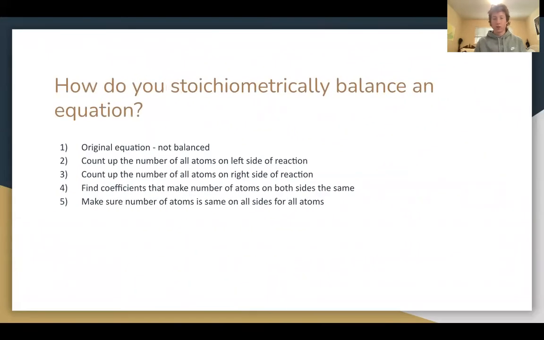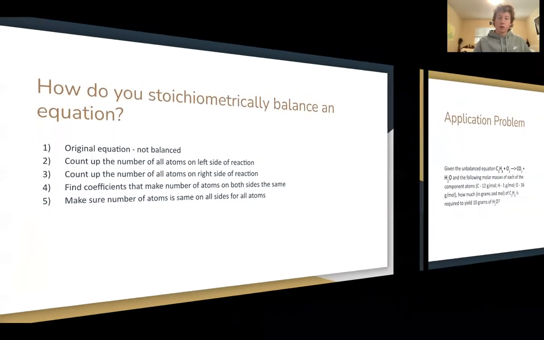All right, so how do you stoichiometrically balance an equation? The original equation is not balanced. So the first step is to count up the number of all the atoms on the left side of the reaction, and then count up the number of all the atoms on the right side of the reaction, and then you find the least common factor of coefficients that make the number of atoms on both sides the same. And then you can go back and check your work once you do that.